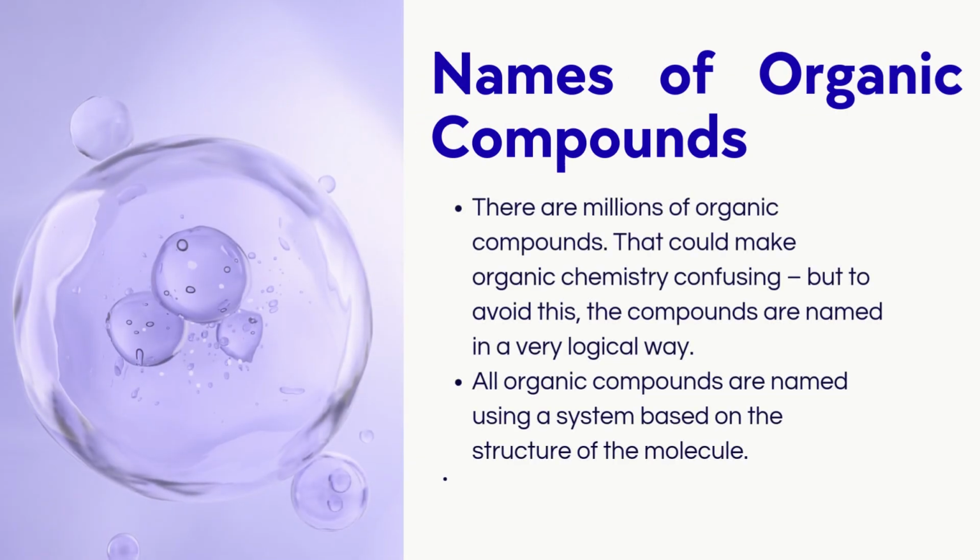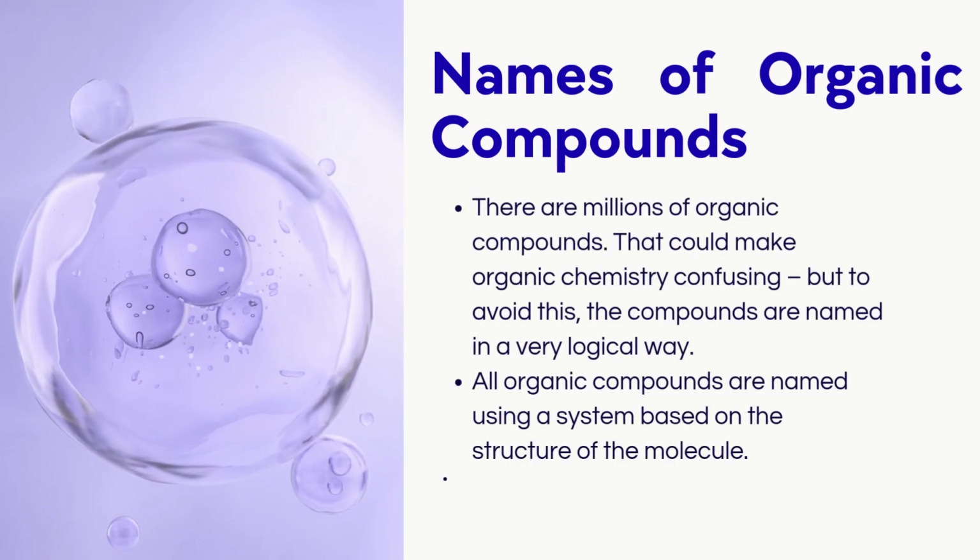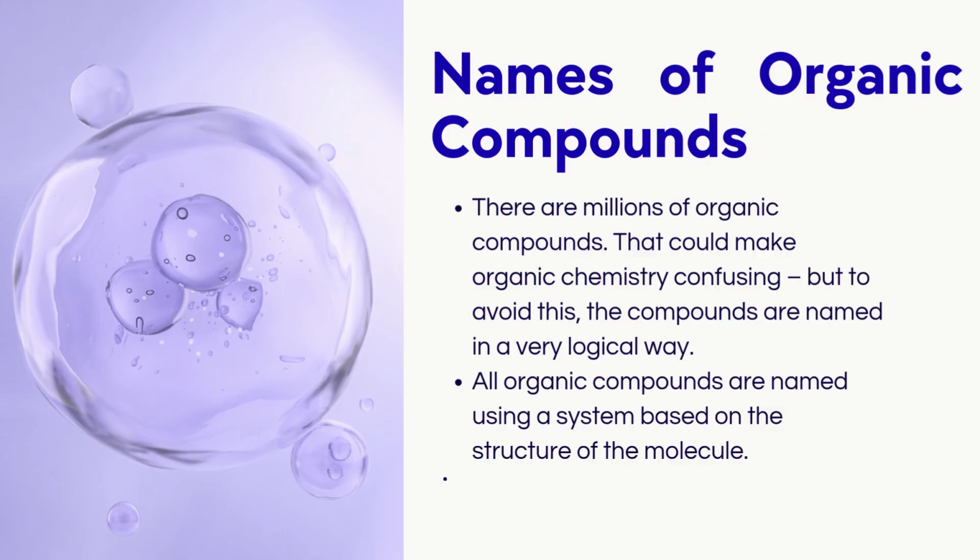Next we need to talk about naming. Because millions of organic compounds exist, they're named using a systematic method. All organic compounds are named using a system based on the structure of the molecule.